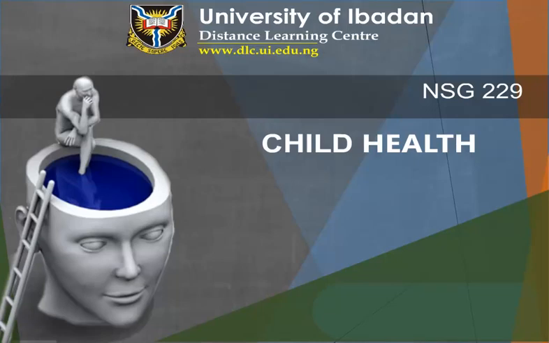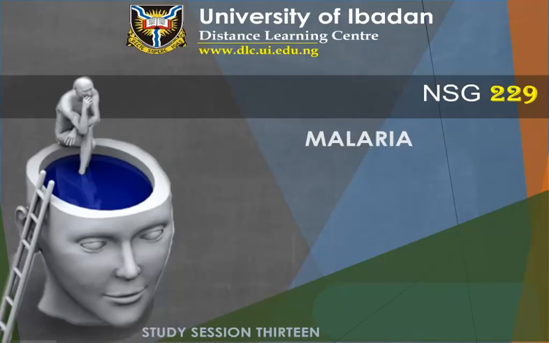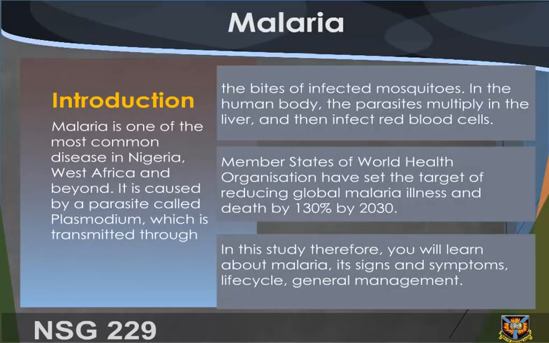Welcome to NSG 229, Study Session 13, Malaria. Introduction. Malaria is one of the most common diseases in Nigeria, West Africa, and beyond. It is caused by a parasite called Plasmodium, which is transmitted through the bite of infected mosquitoes.